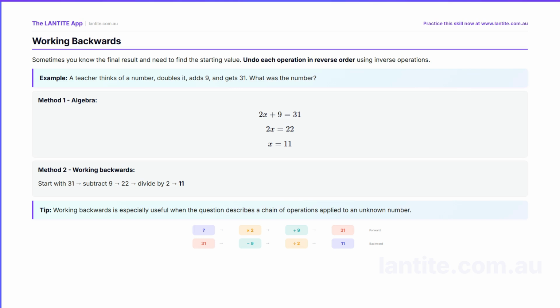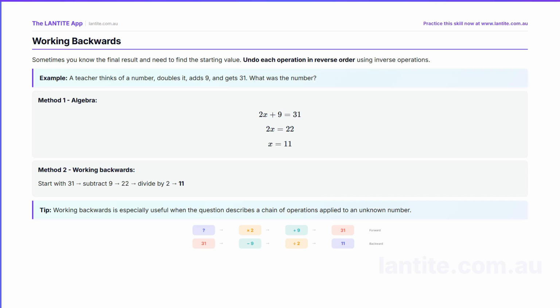Working backwards is a powerful strategy when you know the end result and need to find the starting value. You undo each operation in reverse order using inverse operations. In this example, a teacher thinks of a number, doubles it, adds 9, and gets 31. Using algebra, 2x plus 9 equals 31. Subtract 9, then divide by 2, giving x equals 11.